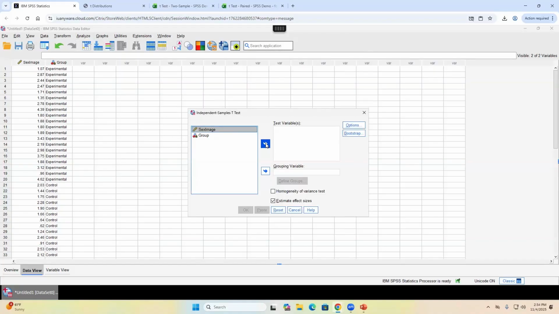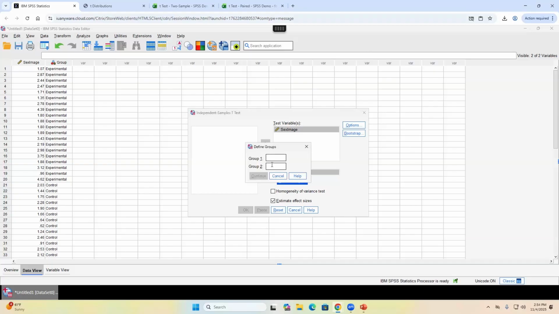Sexual imagery is your test variable. Group actually cannot go into your test variables here because it's a string variable. So even if you were a little bit confused about which one goes where, SPSS will help you out a little bit. So we're going to put group into the grouping variable. And then you'll see here SPSS says, oh, you're going to give me 2 groups. What are their names? Question mark, question mark. So you hit define groups. And then we'll put group 1 as experimental. And we'll put group 2 as control. And then we hit continue. And then we're ready to go. And we can hit OK.